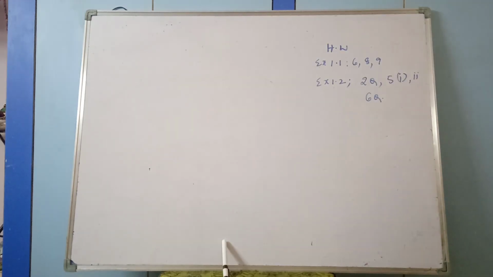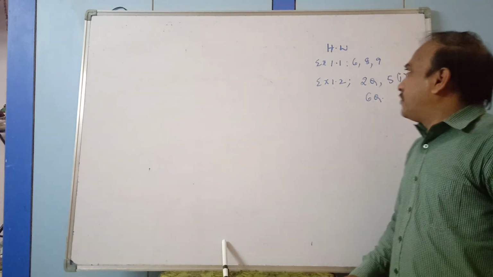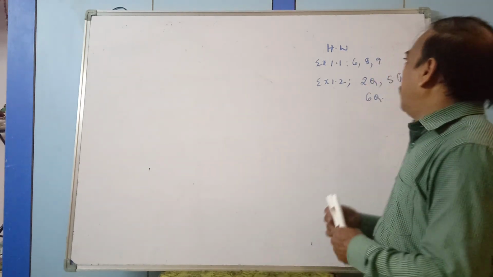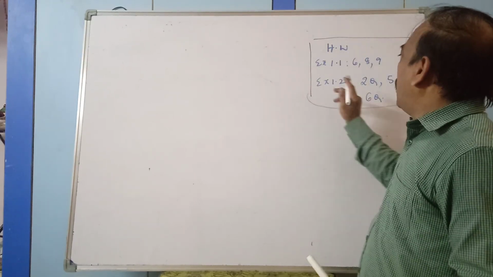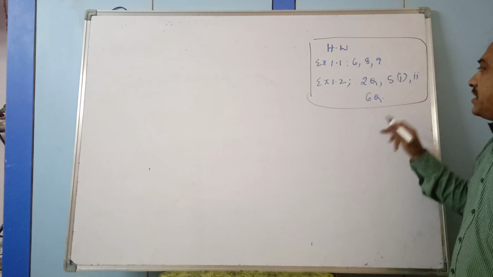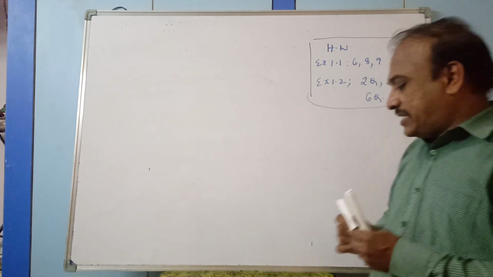And here we have some homework questions. Exercise 1.1, question number 6, 7, 8, 9, and exercise 1.2, you have question number 2, question number 5, first and second bit, and question number 6.